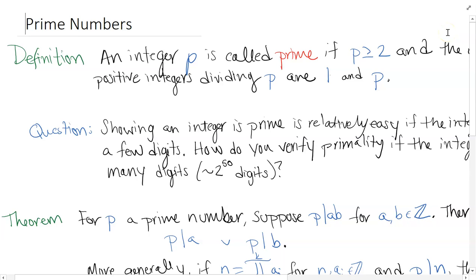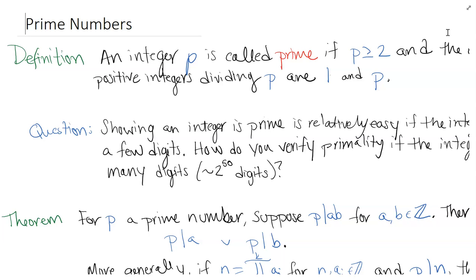Welcome, and in this video we're going to talk about prime numbers. Now, naturally, you know what prime numbers are from previous studies in math. Formally, mathematicians define a prime number as an integer p that satisfies the condition that it's greater than or equal to 2, and the only divisors of this prime number p are itself and 1.